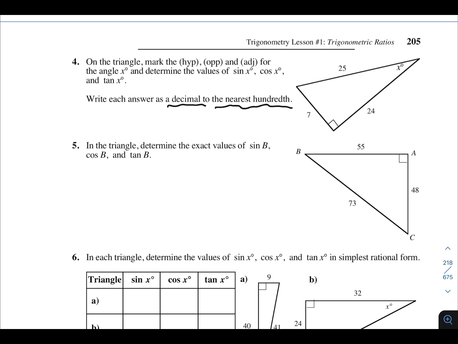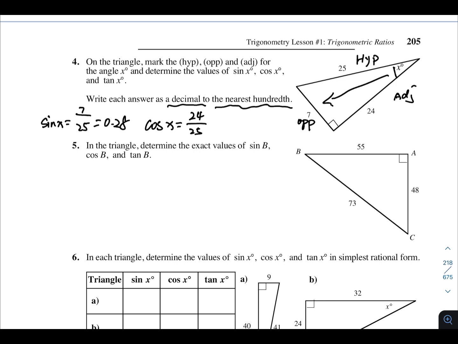For this one, this is the angle, this is the opposite, the longest is the hypotenuse, and the last one is adjacent. So sine x equals 7 over 25, and it's 0.28. And for cosine x, it is 24 over 25, so it's 0.96. And the last one, tangent x equals 7 over 24, so the answer is 0.29.